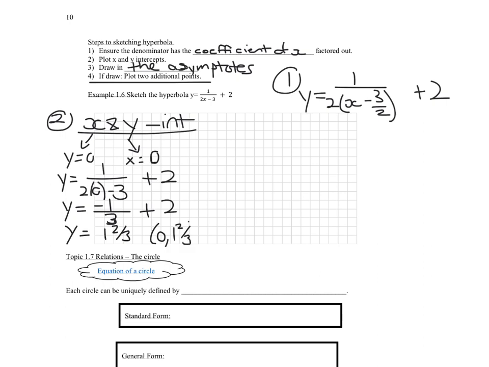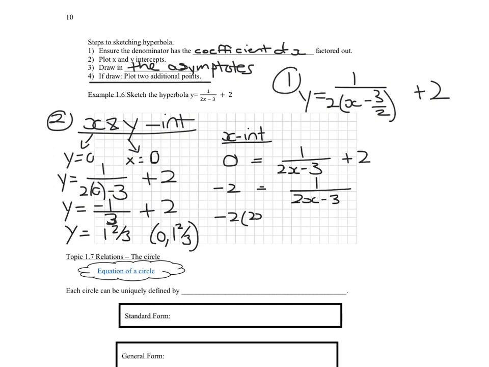As we said before, make sure that you write your y-intercept as a point. Then your x-intercept over here is going to be when y equals 0, so you're going to get 0 equals 1 over 2x take 3, plus 2. We just rearrange that equation in order to find what x is. So we're going to multiply both sides by 2x take 3. And we're going to then expand that bracket. Negative times negative is a positive.